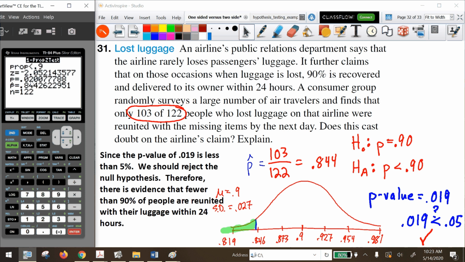0.019 is what I got when I did it, but I did some rounding. This 0.020 is really close. It's within a thousandth of my p-value.